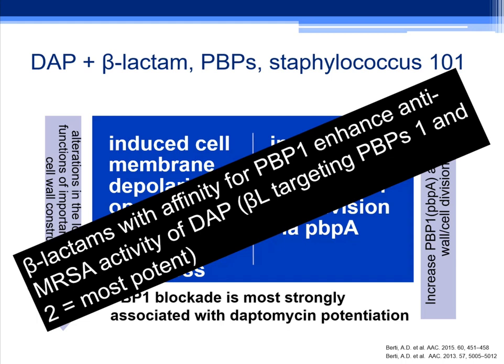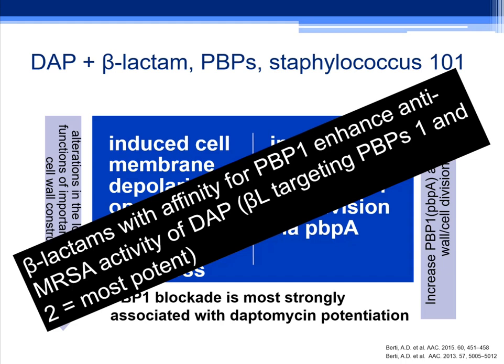So with daptomycin, we're looking more toward PBP1, which has a little bit written about it, but it's most strongly associated with daptomycin potentiation because it acts as a compensatory mechanism with exposure to daptomycin, by increasing its substrate, PBPA, in cell wall division. So it's really that primary driver for cell wall division rather than peptidoglycan biosynthesis per se.